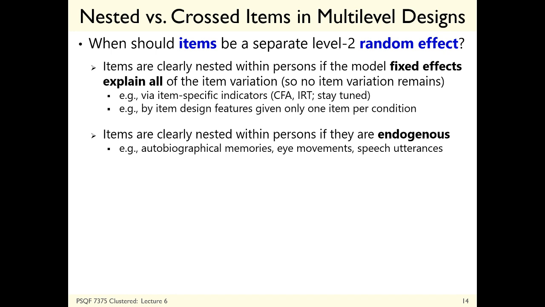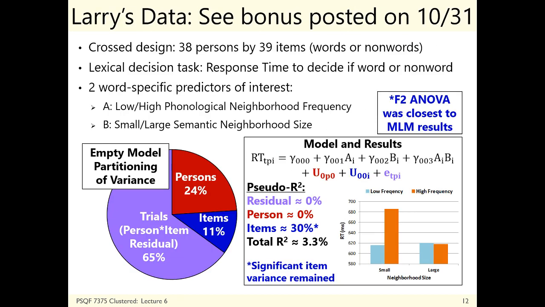That brought up the question as to when items need to be random. When is it the case that you need this crossed model? One is if the fixed effects already explain all of the item variation. So going back to Larry's data, if he only had 4 items, then these 4 fixed effects would explain all the reasons why those items differ from each other, and there's no item variance left to worry about. So if you have saturated the model, you put in a fixed effect for every different item, then you don't have to worry about this.